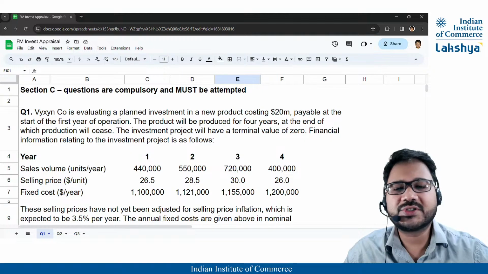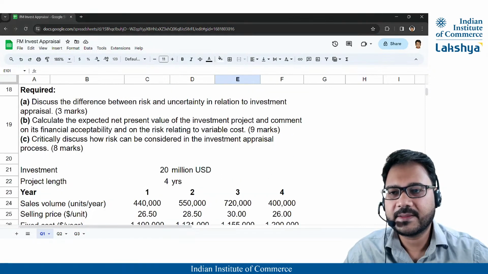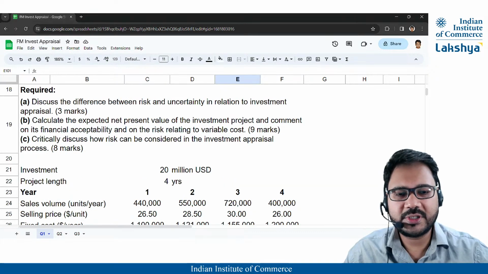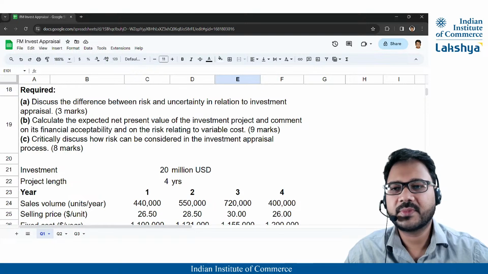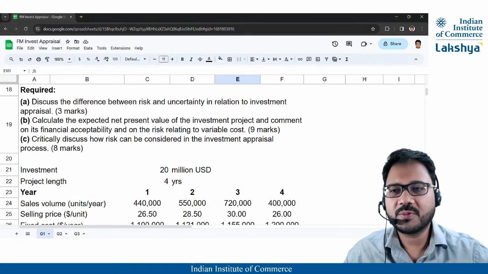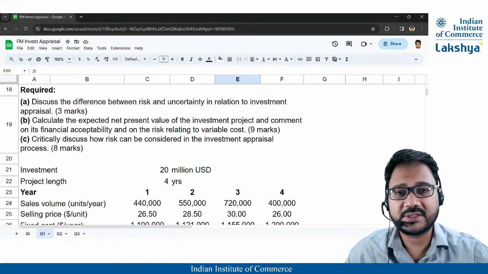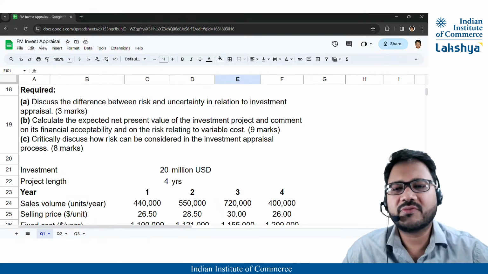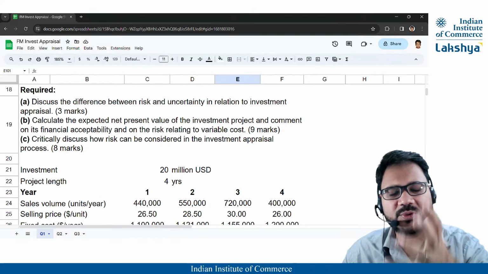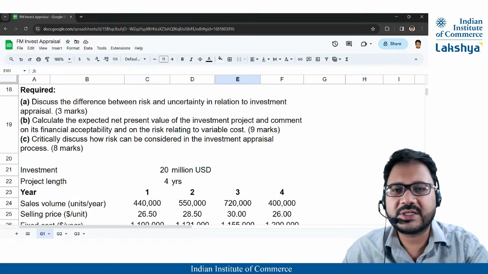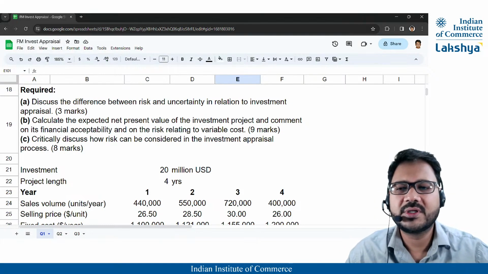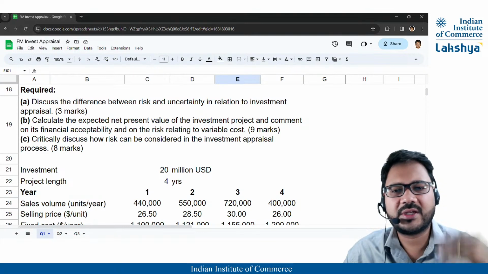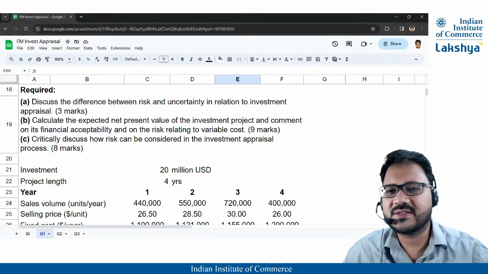So as usual, we'll first read the requirements. I hope the screen is visible. Let me just check. Yeah, it seems proper. What is the requirement? Discuss the difference between risk and uncertainty in relation to investment appraisal. Usually risk and uncertainty is used interchangeably, but risk, as we know, we can quantify it, we can attach probabilities to it. Whereas in case of uncertainty, we cannot attach probabilities, we cannot quantify it. That's the minor difference between the two. It's just for 3 marks, so you can write it in brief. Around 3, 4 sentences should be adequate.